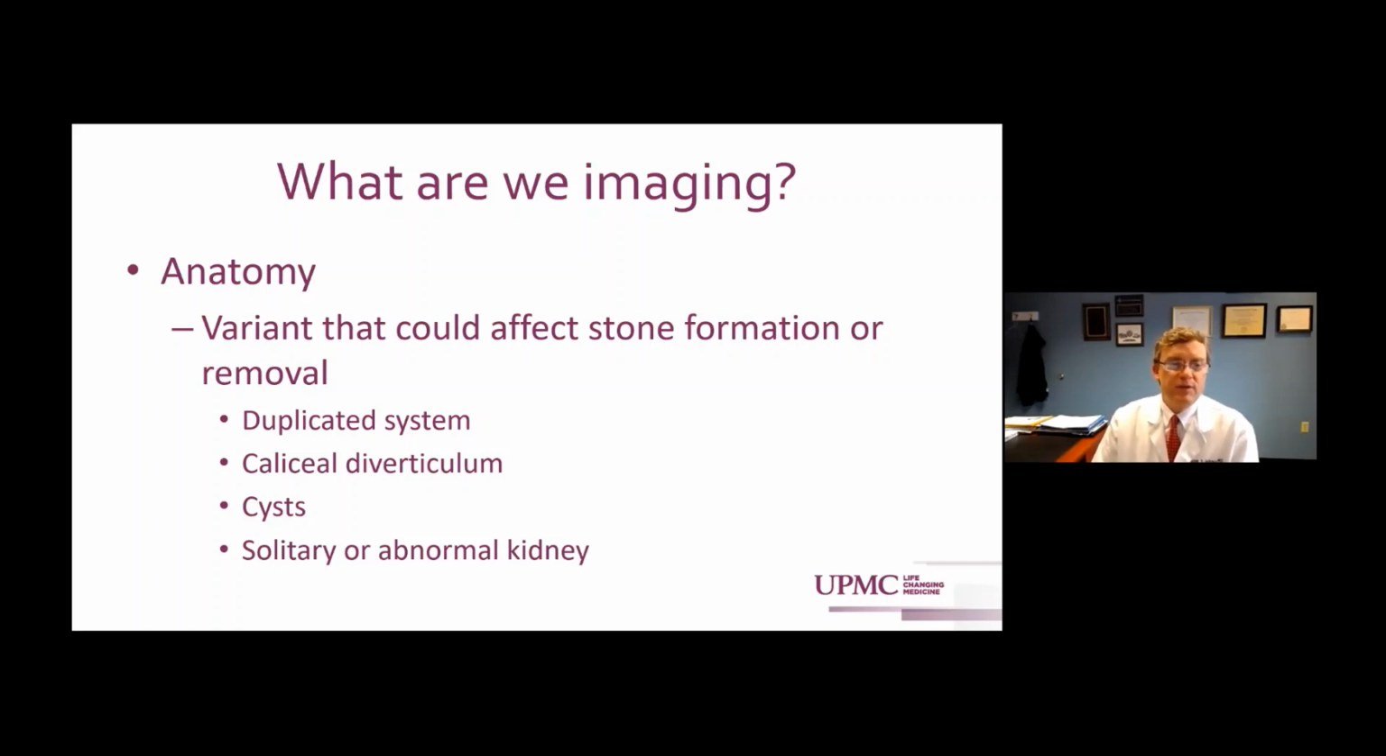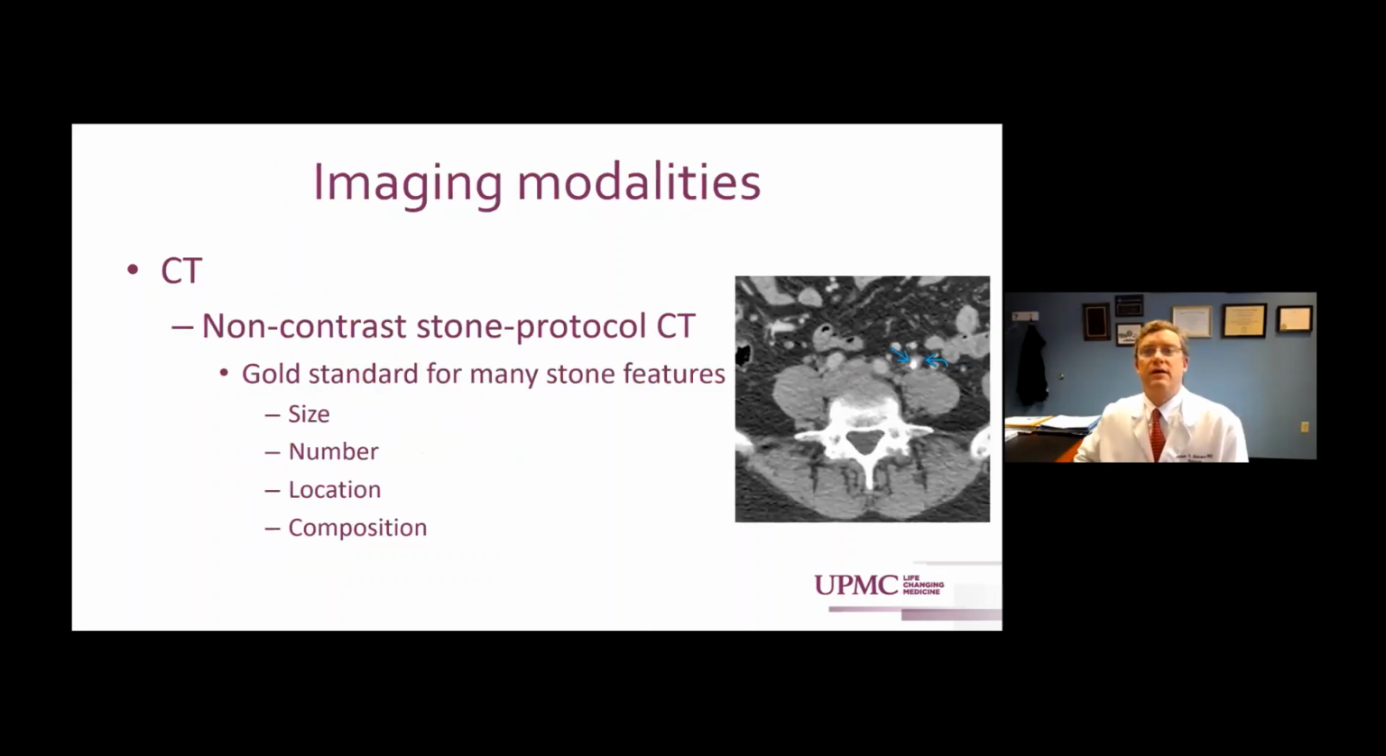And certainly, last but not least, would be solitary kidneys. When you've got one kidney, you've got to be a lot more careful. Abnormal kidneys, certainly, whether it's a horseshoe kidney or a pelvic fusion kidney, all of these are going to require different approaches. All right, I'm going to move on now to the imaging modalities.